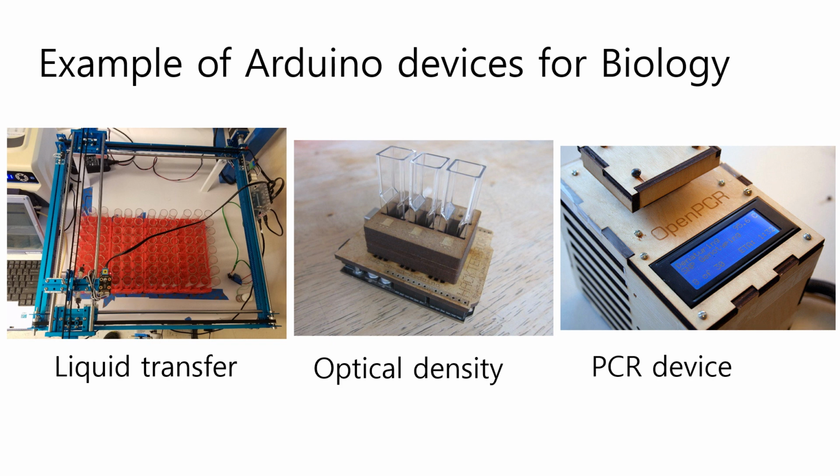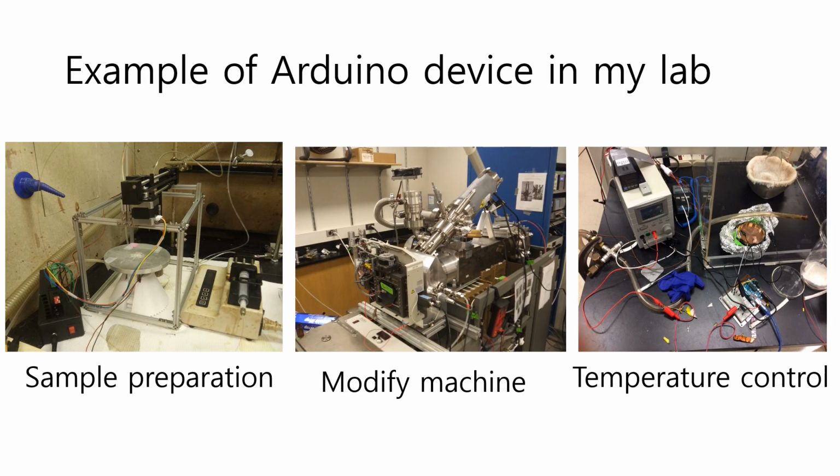There are many examples of experimental devices based on Arduino. The first example at the left delivers liquid to multiple test tubes to perform experiments. The image in the middle shows a device that takes reading on optical density of microbial culture so that cell culture can be monitored. Also, a PCR device can be built as shown at the right.